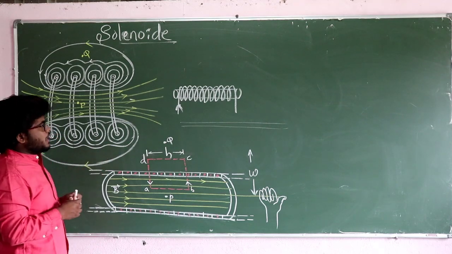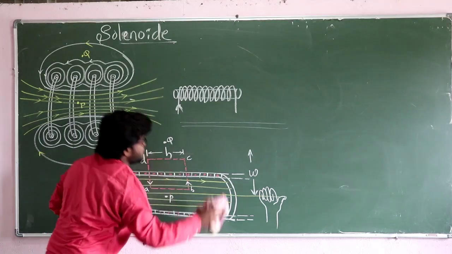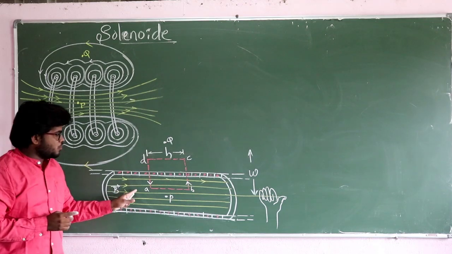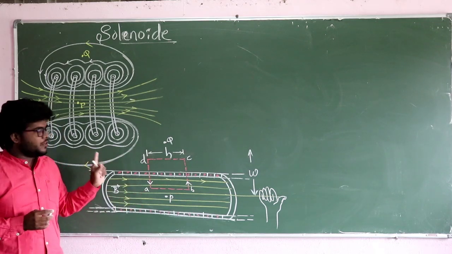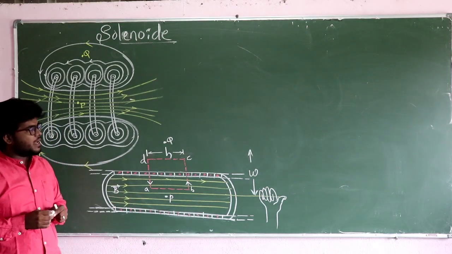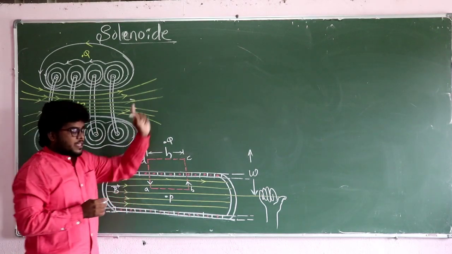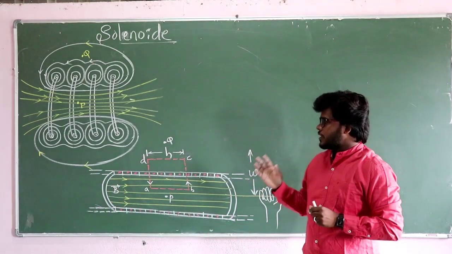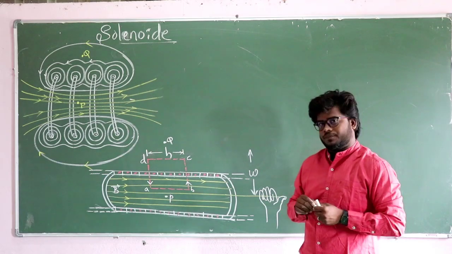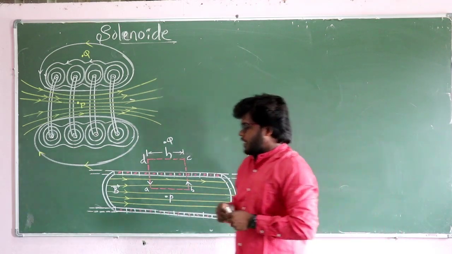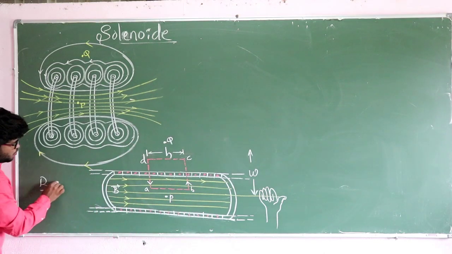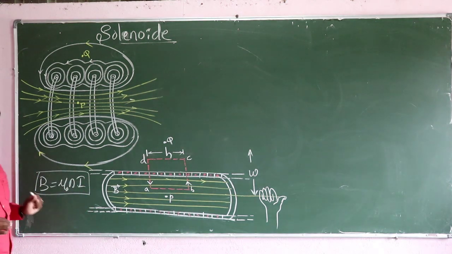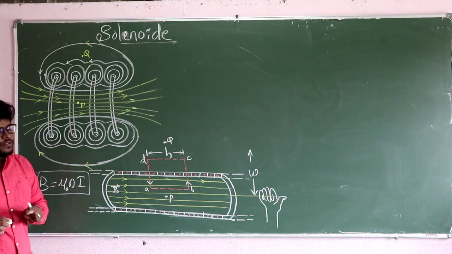So now we are going to derive the expression for the magnetic field due to the solenoid. Magnetic field due to the solenoid. Okay, let us start with the derivation. So magnetic field due to the solenoid by using the Ampere circuital law comes as a 5 mark derivation. Okay, what we have to derive is B equal to mu naught n i. Okay, let us start with the derivation.